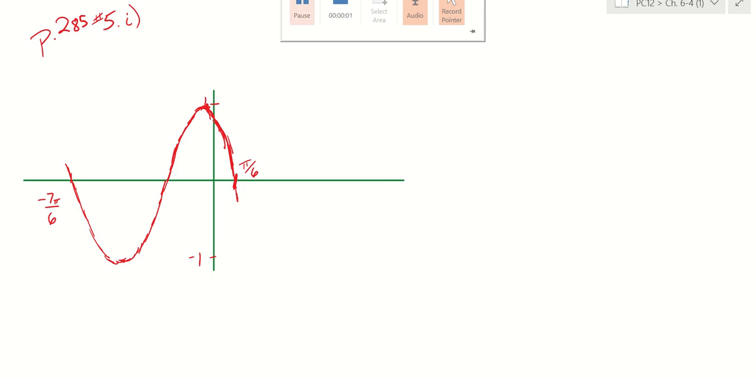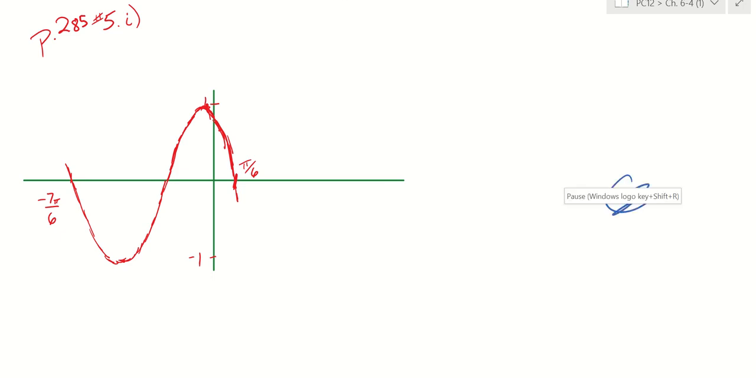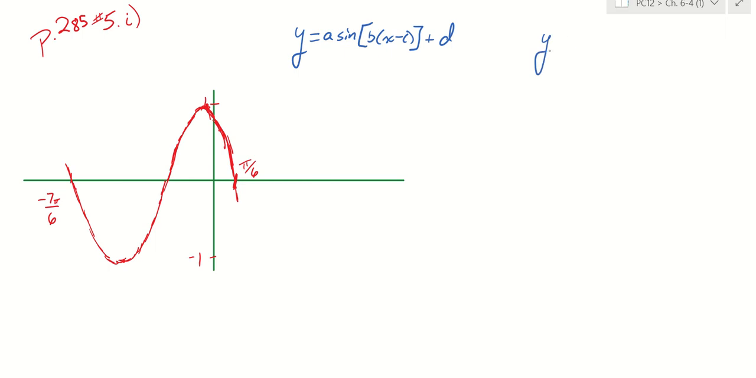Okay, so for this video, we're going to figure out an equation for this particular sine function that's given in the workbook, page 285, number 5i. Now, we want to write something in the form y equals a times sine of b times x minus c plus d. And the same thing, actually, for cosine.